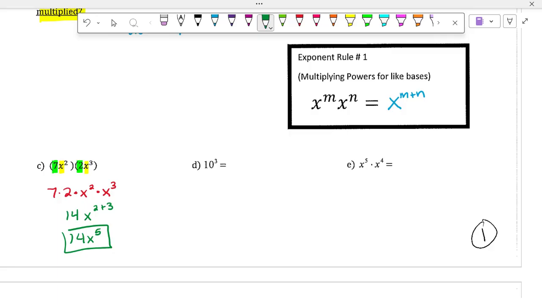Now 10 cubed, that's just 10 multiplied by itself 3 times. 10 squared is 100, so multiply 100 by another 10, and that will give you 1,000. And then x to the 5th times x to the 4th, that'd be x to the 5 plus 4, which is x to the 9th.